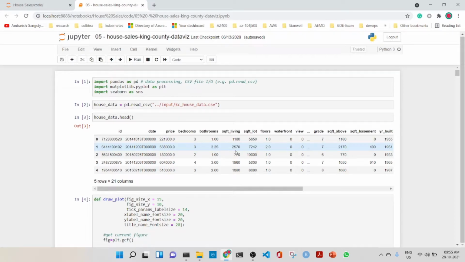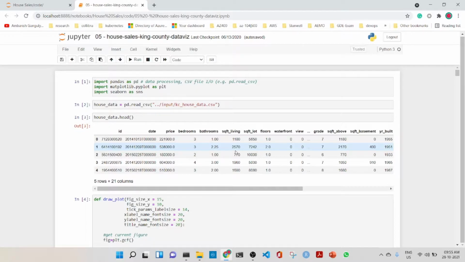Hi, this session is on data visualization in Python. We will use a very simple data set, that is the housing data set, and explore the concepts of the scatter plot, a scatter plot with a regression line, a histogram, a bar plot, and a heat map. So these are the things that we will consider.